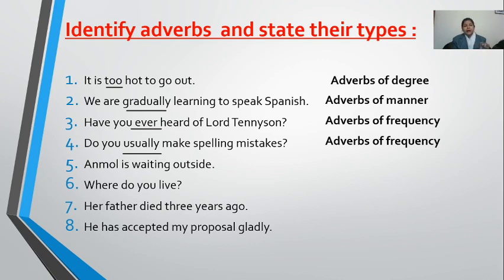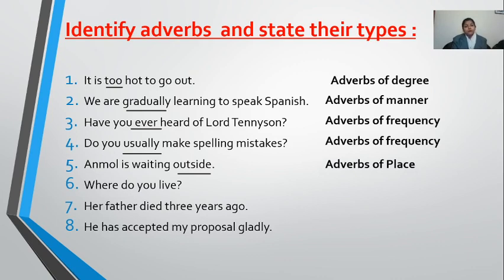Now next, Anmol is waiting outside. Waiting. Where? If I say when, are you getting the answer? No. When I say where, do you get the answer? Yes. Outside is my answer. So outside is your adverb. Now what type of adverb? As the question has been asked with the question word where, this is your adverb of place. Cleared?